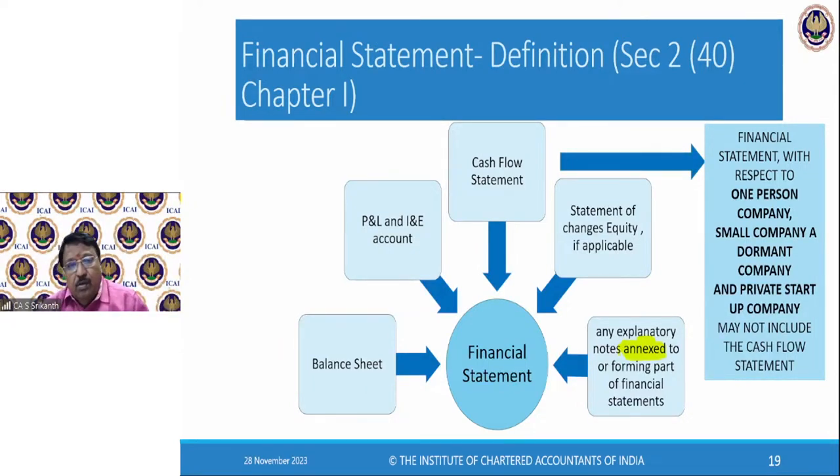So balance sheet, P&L, cash flow, statement of changes in equity, everything, and explanatory notes annexed to it form part of financial statements. Let us take up one by one, and I'm sure some of it is so clear that you don't have to worry. Balance sheet, okay. Then you have P&L and IND, income and expenditure, profit and loss, and income and expenditure. Whatever you call it, either call it profit and loss account or income and expenditure. In fact, I would feel income and expenditure is a more elegant statement. Profit is a net figure. So why call it profit and loss account? There are two, profit and loss. So how can the same statement have both profit and loss? So that confusion is always there.